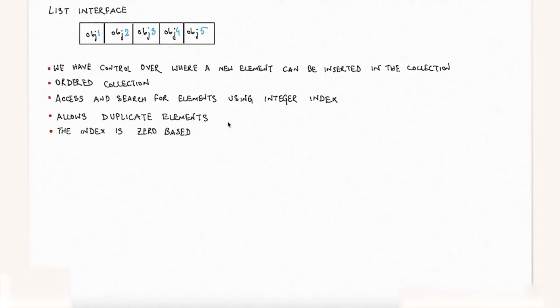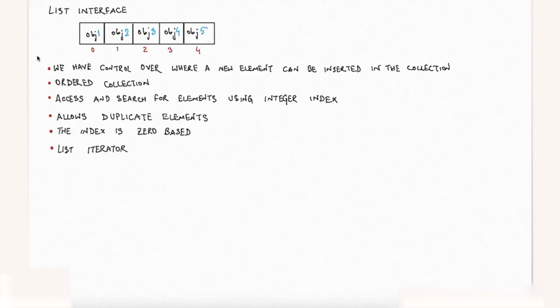Now, we talked about index, right? Remember that for a list, the index is 0-based, which means that the index starts at 0 and then goes upwards. And using this 0-based index, a list is able to maintain the order of elements. Using this index, we can also access and search for elements. One other thing that the list interface allows us to do is call a list iterator.